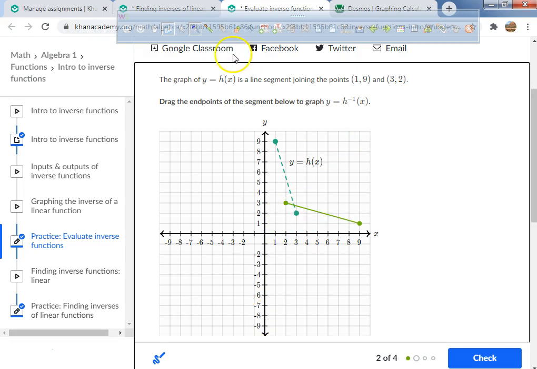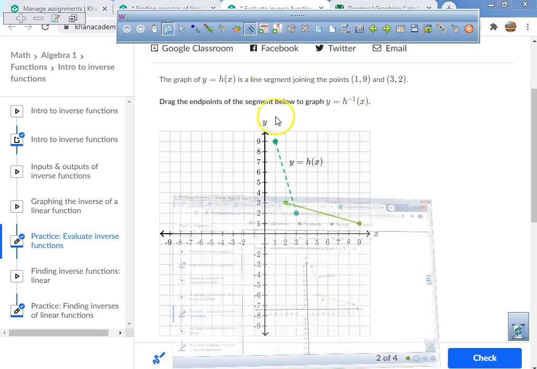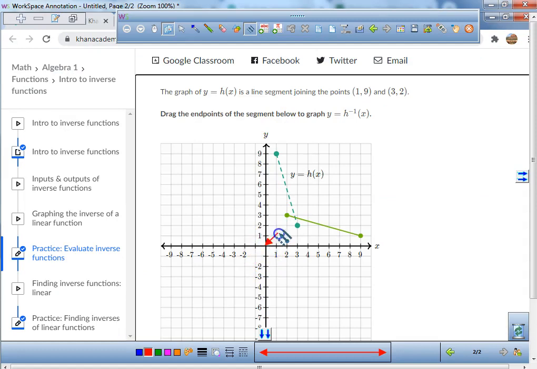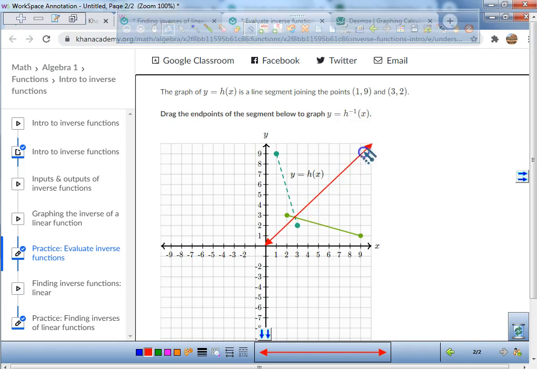Now, interestingly enough, do you know what inverses always reflect across? Do you guys know what inverses always reflect across? There's a line. It's a special line. Oh my gosh, you guys are killing me.